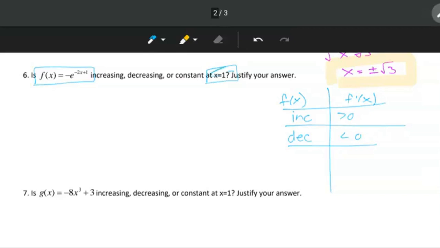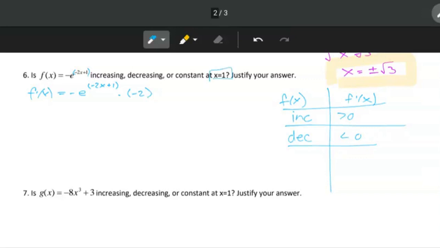So what we're going to do here is take the derivative. It's definitely going to involve chain rule. This negative 2x plus 1 is the inside function. So we have to take the derivative of the outside function first. The negative is just a constant that hangs out. The derivative of e is itself, and chain rule says leave the inside function alone and then multiply by the derivative of the inside function. So the derivative of the inside function is negative 2. And I would probably clean that up.